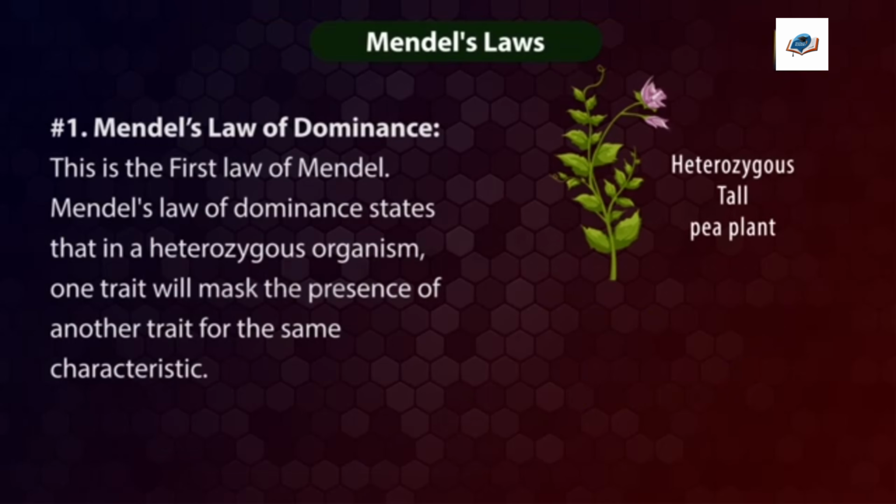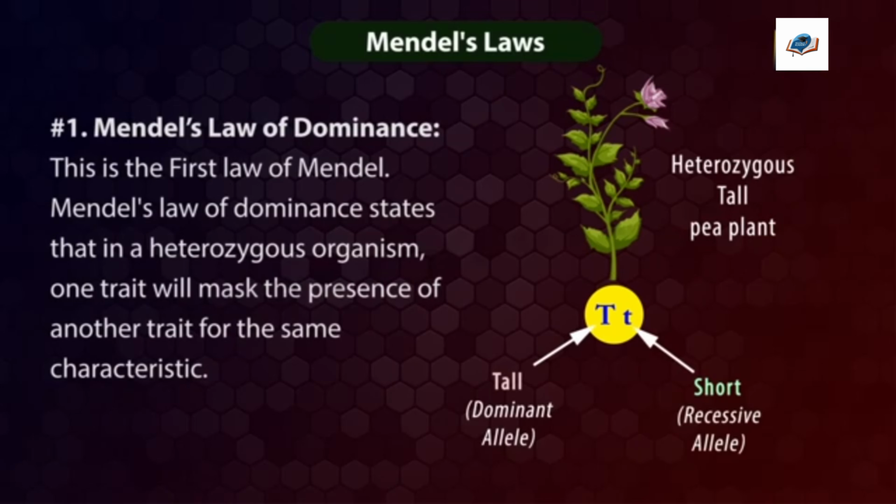Mendel's laws. Mendel's law of dominance. Here is a heterozygous tall pea plant. Means it is a tall pea plant, but it has two different alleles for the character plant height. One tall allele and one short allele. Even though the plant has a short allele or gene in it, its tallness is expressed because the tall allele is dominant over the short allele. This is the first law of Mendel.